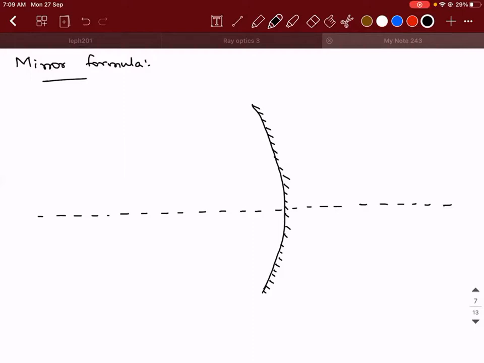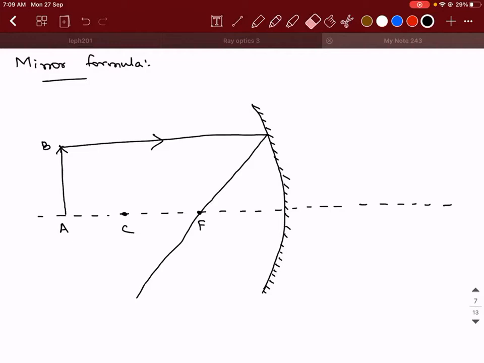Okay. Let me say this is the principal focus. This is the center of curvature. See, the diagrams are not to the exact measure, so there might be some imperfections in the diagram. Okay. So if I take an extended object AB, then if I consider a ray parallel to the principal axis, it will go and hit the surface. After hitting the surface, how will it get reflected? It will pass through the principal focus.